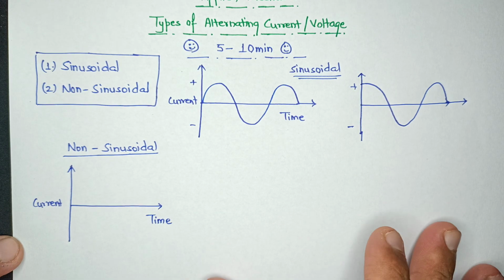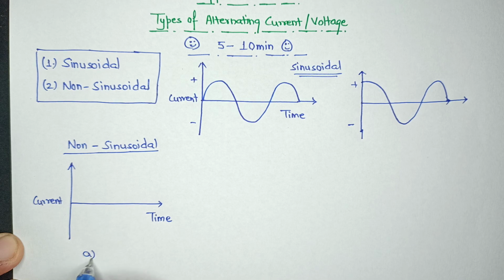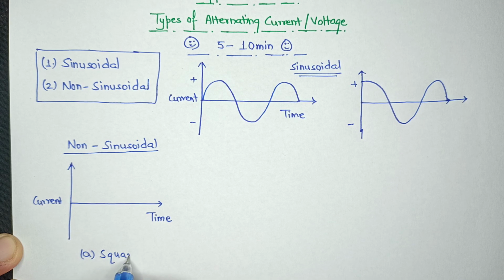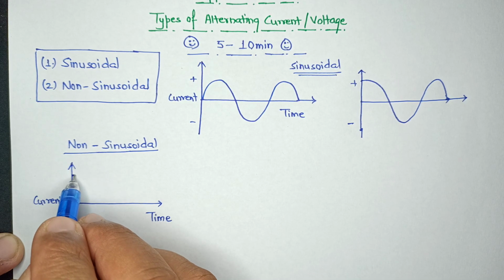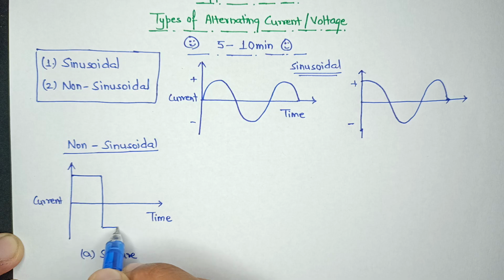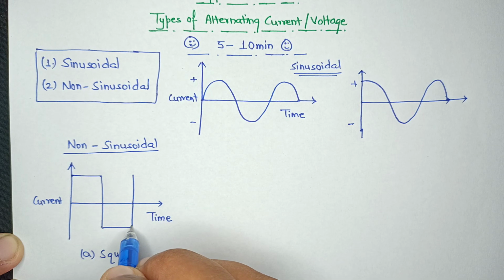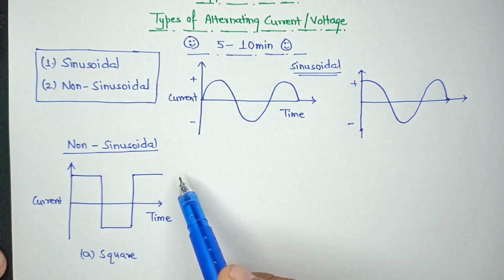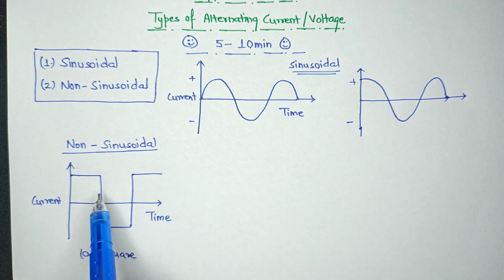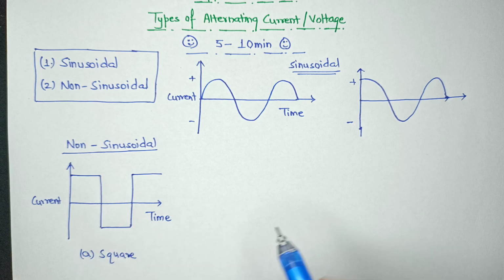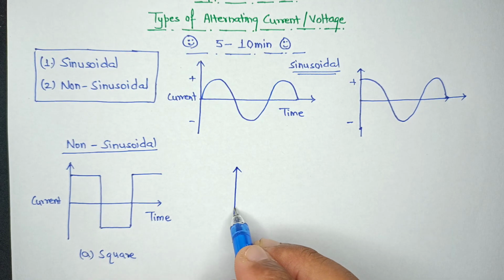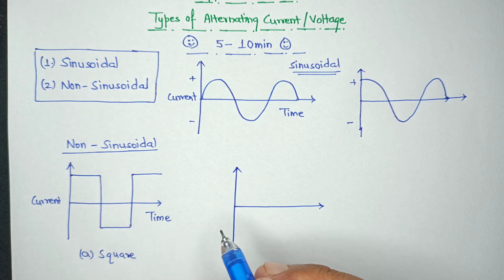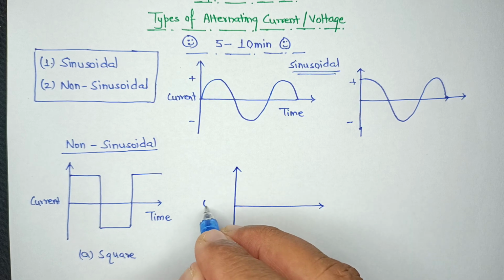The first category of the non-sinusoidal wave is called the square wave. It looks somewhat like a square, so it will go from here, and then it will go from here, and then it will go from here, following this particular kind of trend. As you can see in the comparison, this was more curvy in nature, while this one has these kinds of edges in its behavior. The second one is very similar to that. It will also have certain edges, but compared to the first one it would have a very different shape.